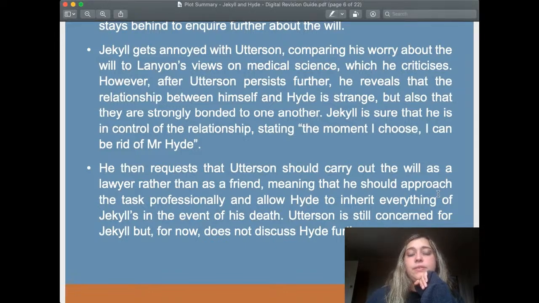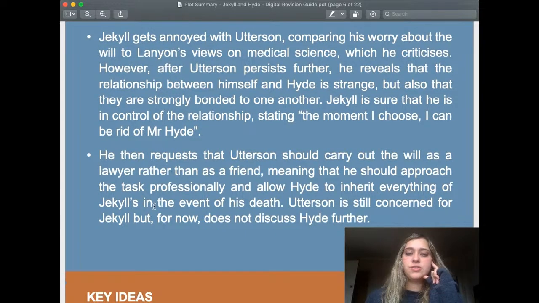Yeah, so Jekyll says there's nothing wrong with that. "The moment I choose, I can be rid of Mr. Hyde," which is such a strange thing to say about a friend or an acquaintance or someone who you know so well that when you die, you would pass everything that you own onto them. So again, increasing mystery, increasing tension.